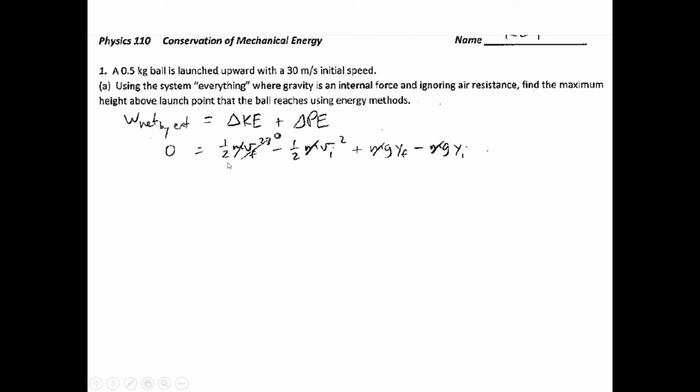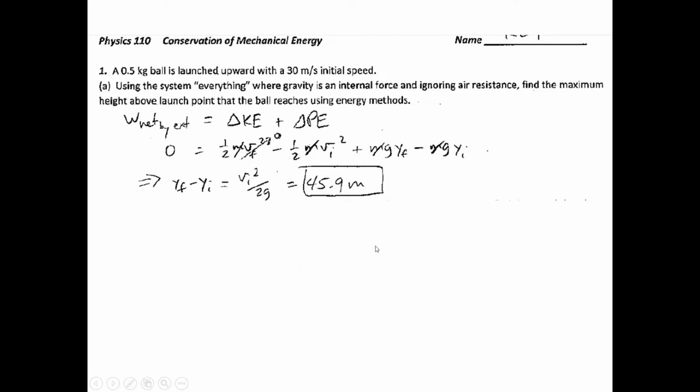Second simplification we can do is to realize that in this case, if we want to know how high up it goes, I'm going to define my initial to be right when I release it and it has that 30 meters per second speed, and final to be the highest point. And when it's at its highest point, its final velocity will be 0. So this whole first term goes to 0, simplifying our life.